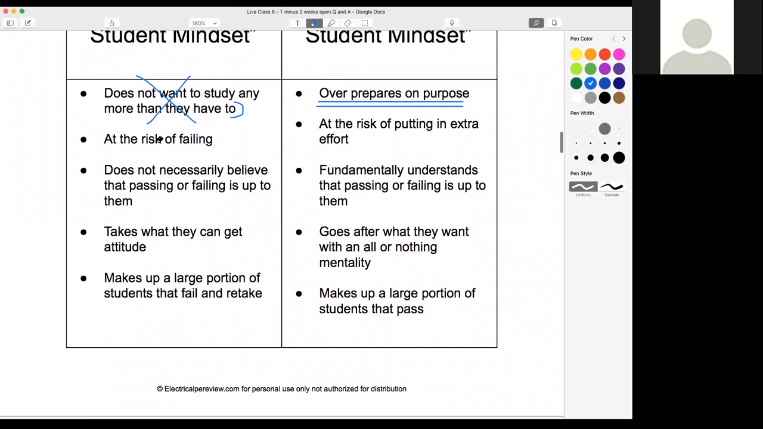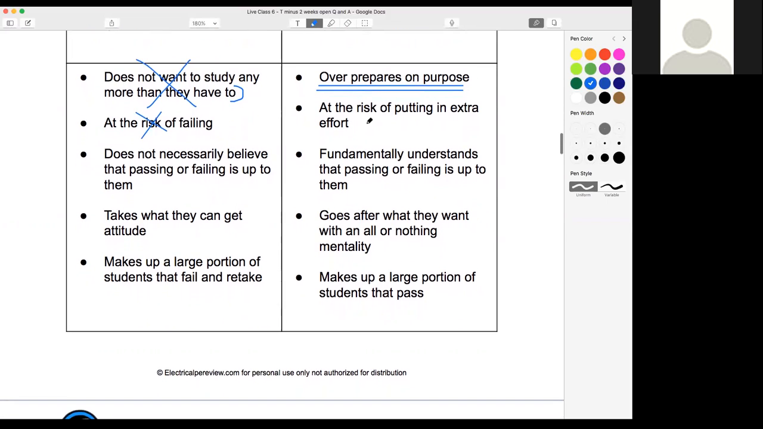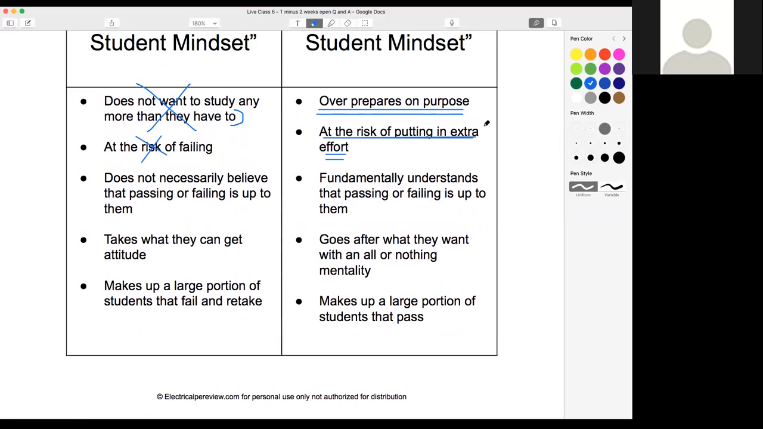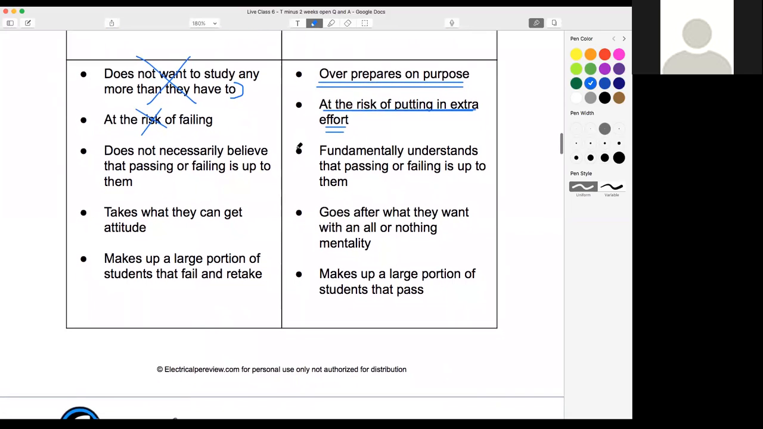So the unsuccessful student risks failing, right? We don't want to risk failing at the outcome of not having to overstudy. The successful student mindset is going to risk putting in extra effort now up front so that they get the results that they want. Who cares about an extra 10, 20, 30, 40 hours, whatever it may be? Who cares about that now? When you get that piece of paper in the mail that says you passed, all of that's going to disappear, and that's all you're going to care about. And you're going to have a big smile on your face.